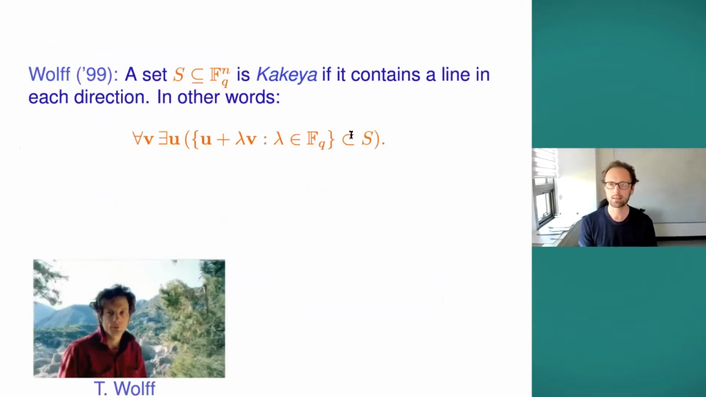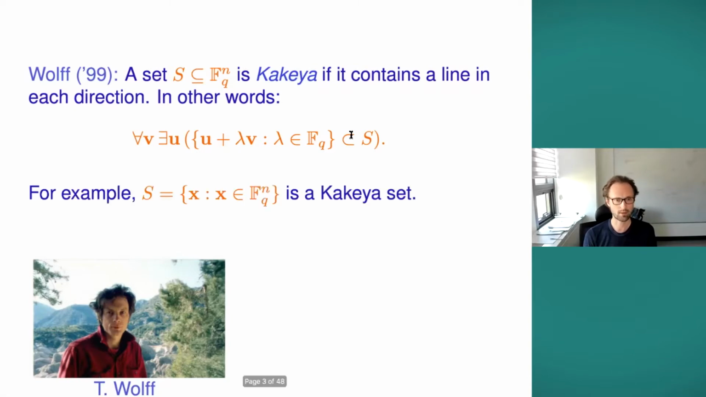So Kakeya sets over finite fields were defined by Wolf in 1999. We say that a set of points in a vector space over a finite field is a Kakeya set if it contains a line in each direction.